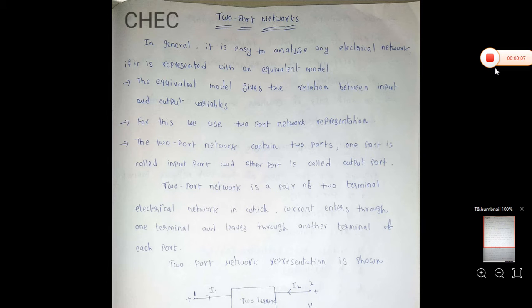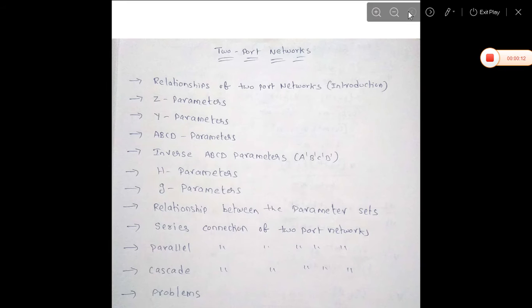Today, our topic is two-port networks. Before that, the syllabus, that is the topics covered in two-port networks according to the JNTU syllabus. First, the relationship of two-port networks: Z parameters, Y parameters, ABCD parameters, inverse ABCD parameters, H parameters, G parameters.